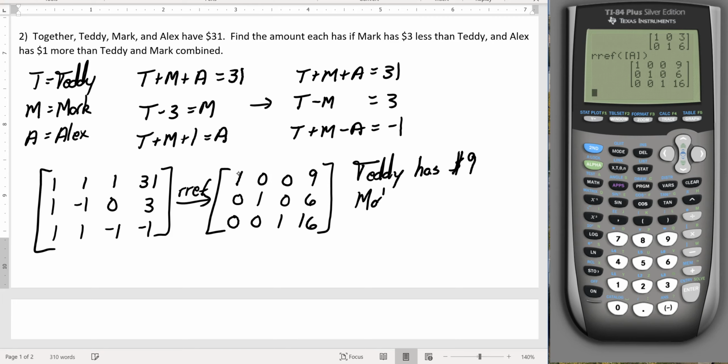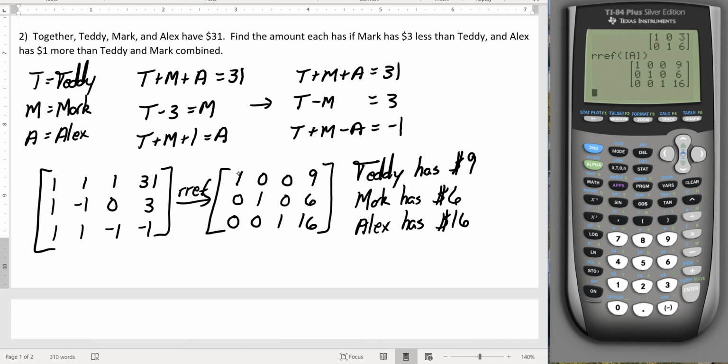Mark has $6. And Alex has $16. And it's always good to go back in and make sure this all works here.